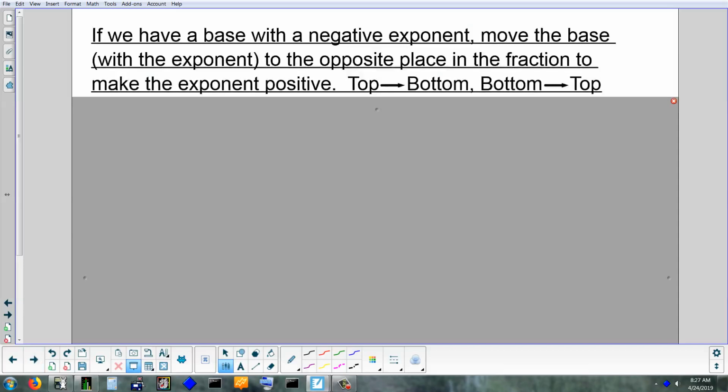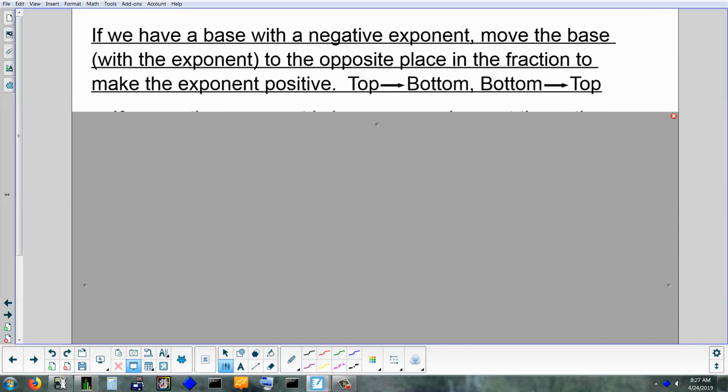exponent? Okay, so if you have a base with a negative exponent, you move the base with the exponent. They're a package deal, all right? If you got something like this, that's one unit. It's all stuck together, the base and the exponent. You can't separate them. The exponent to the top right always belongs to the base.